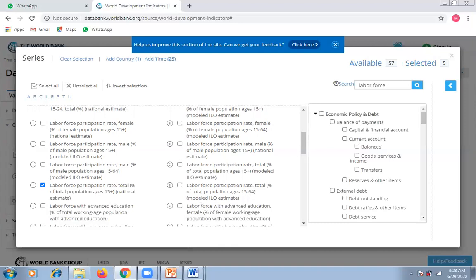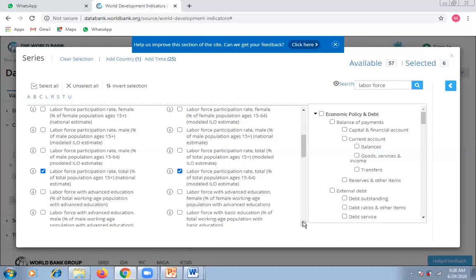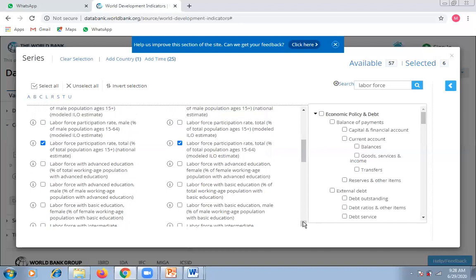Between 50, this is also the best option. Between 15 to 64 labor force participation, that is the best option.